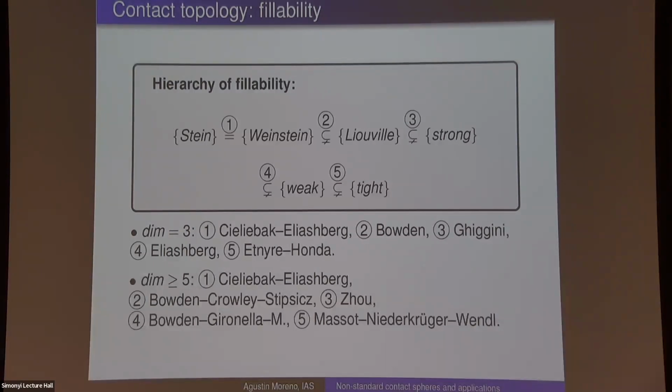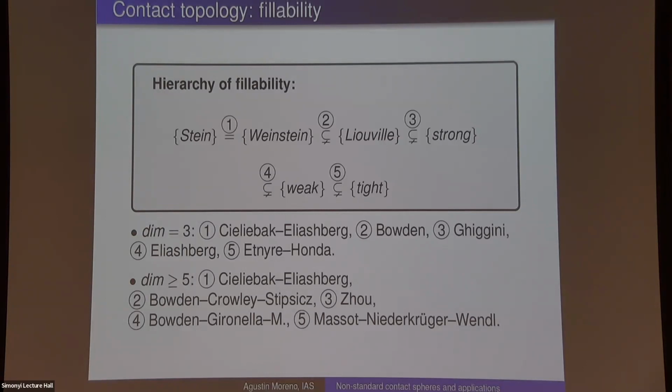Liouville filling being an exact symplectic manifold, so we have an associated Liouville vector field which points outwards at the boundary. We can also consider the case of strong fillings, which asks that the symplectic manifold is exact only near the boundary. And then there's also a notion of weak fillability. In dimension 3, this is just saying that the symplectic form should be positive on the contact structure at the boundary. In high dimensions, this is a definition of Massot, Niederkrüger and Wendl.